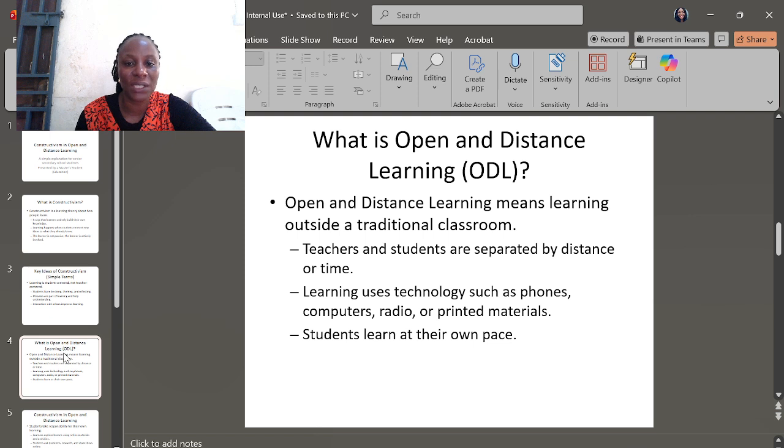Now, connecting constructivism with open and distance learning, we are going to see the connection. Open and distance learning means learning outside a traditional classroom or learning outside the four walls of a classroom. Teachers and students are separated by distance or time. Learning uses technology such as phones, computers, radio, or printed materials. And then in open and distance learning, students learn at their own pace and time.